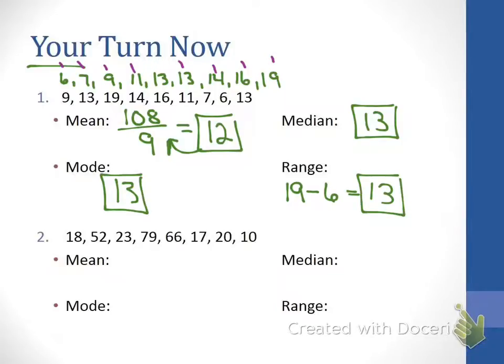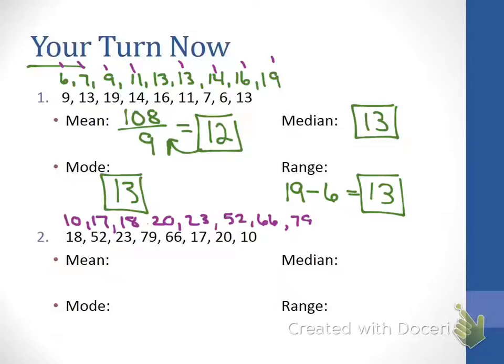Now on number 2, again, I put them in order, least to greatest. I start with 10, 17, 20, 23. Oh, sorry, I thought I skipped one. All right, 17, 18, 20, 23. What comes next? 52, 66, then 79.